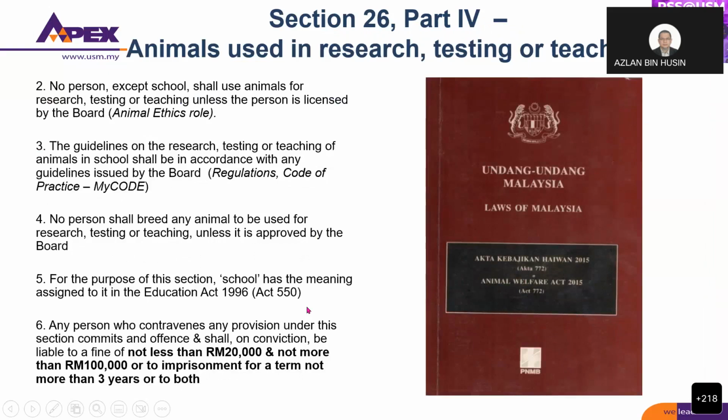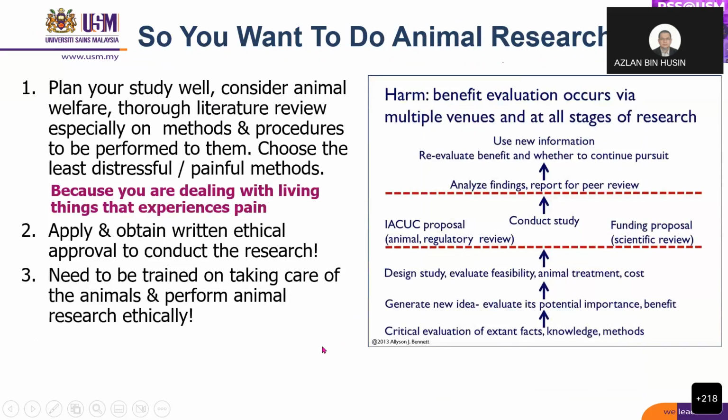So it is important. No person except schools shall use animals for research, testing, and teaching unless the person is licensed. This is important as well in the animal review board. And then there's a fine of 20,000 or not more than 100,000, and you can even go to prison if you violate this act. So if you want to do animal research, you should plan very well.